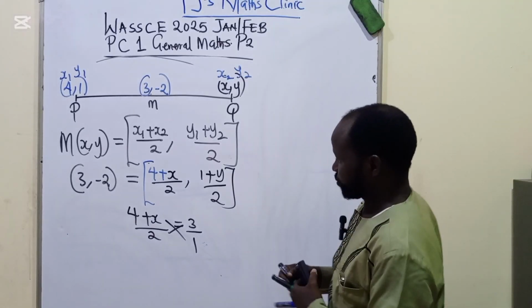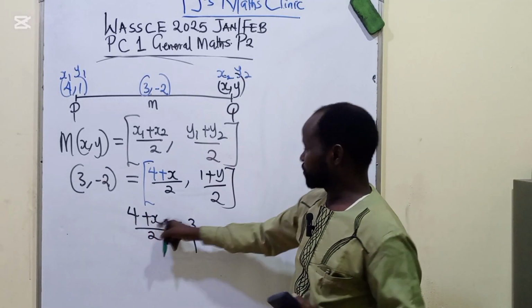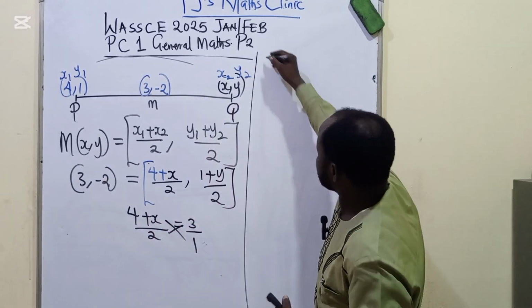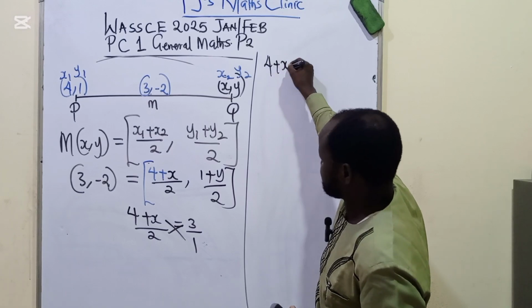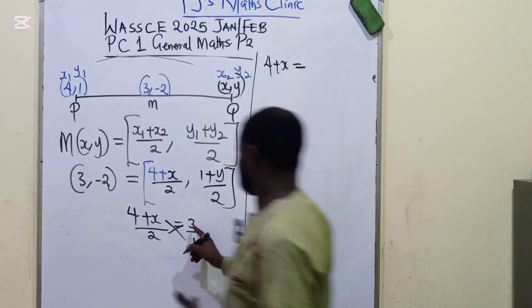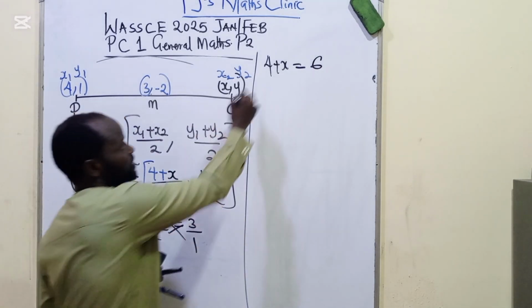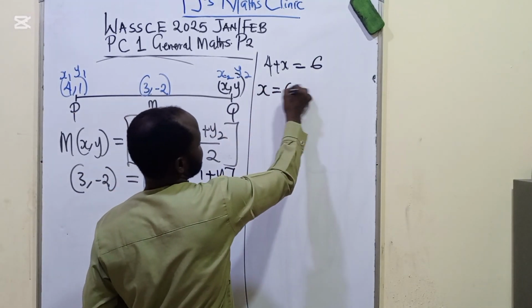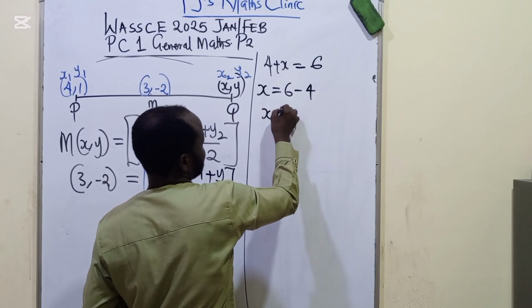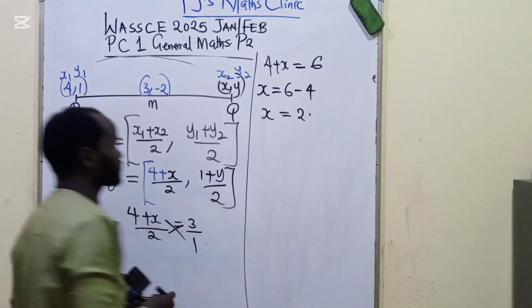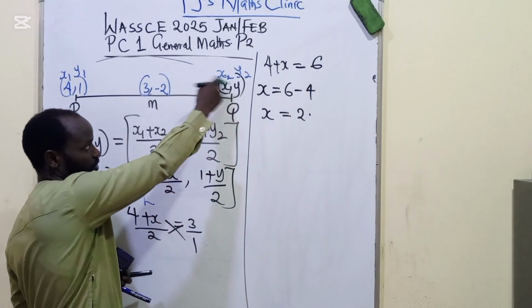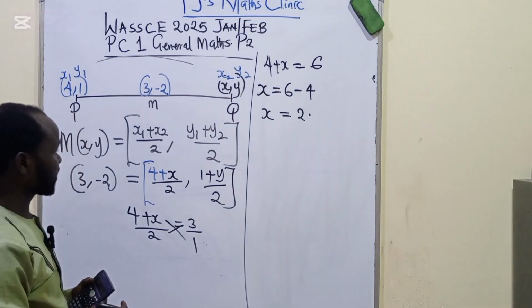To find x now, we cross multiply. 1 times 4 plus x, that will be 4 plus x will be equal to 3 times 2, of course, is 6. We can collect like terms. X now will be equal to 6 minus 4. X now will be equal to 2. We are asked to find the coordinate of Q. So we know the X value now. Let's go for the Y value.